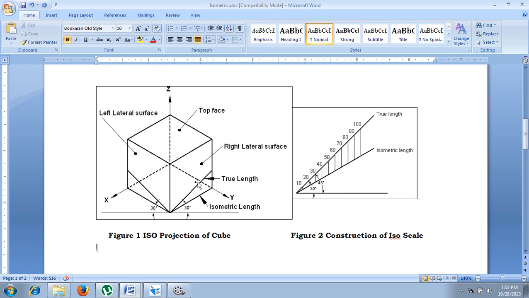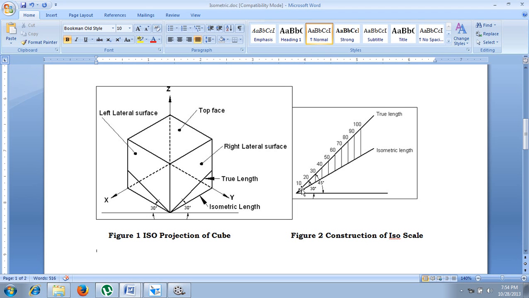Now, the true length is always at an angle of 45 degree and the isometric length is always at an angle of 30 degree. You have to draw two lines with the same starting point. Now, measure 10, 20, 30, 40 for the desired length. After drawing the desired lengths, with respect to those points, drop a line vertically till it touches the isometric length line, which is drawn at an angle of 30 degree. And if you measure from here to here, that is going to measure the isometric length of 10 millimeter.